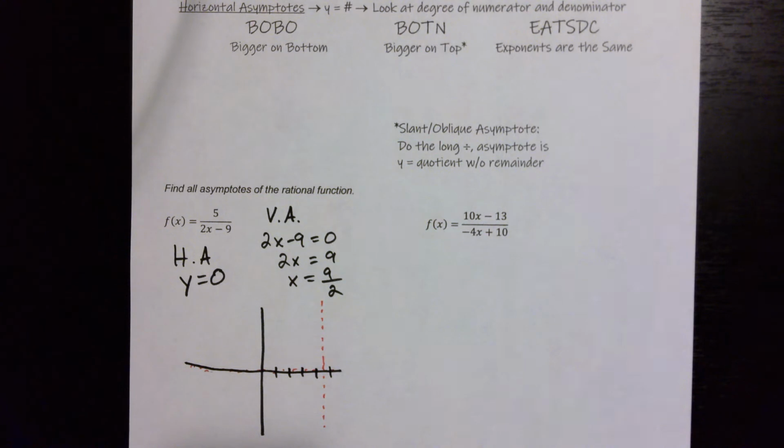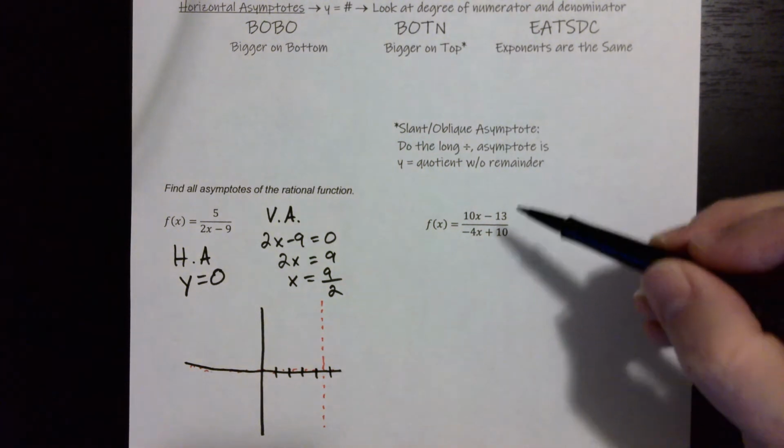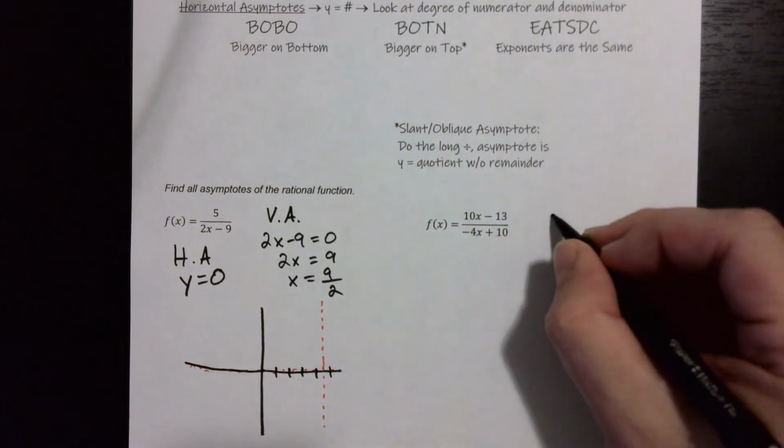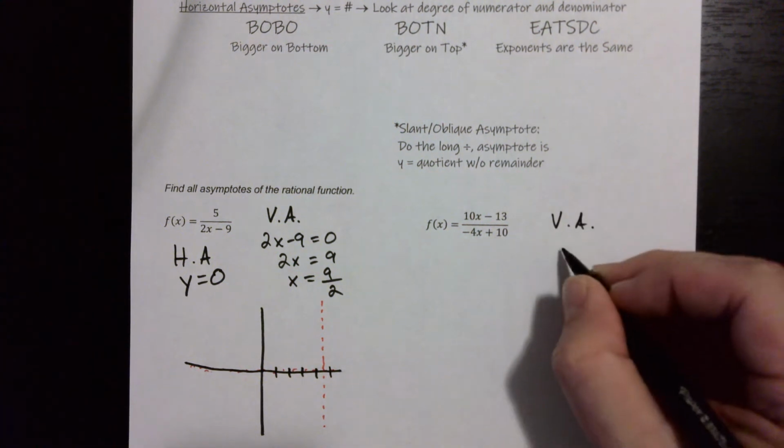Let's look at the next one. f of x is equal to 10x minus 13 divided by negative 4x plus 10. For our vertical asymptote, we'll set the bottom equal to 0 and solve.